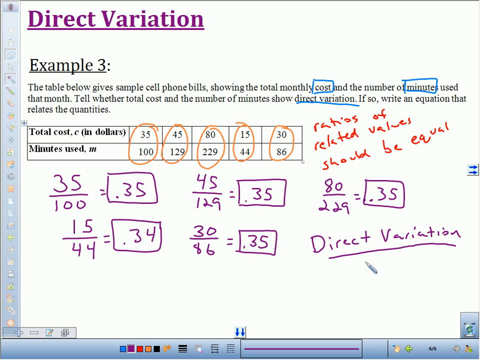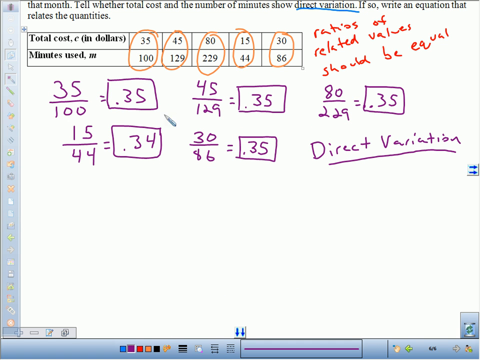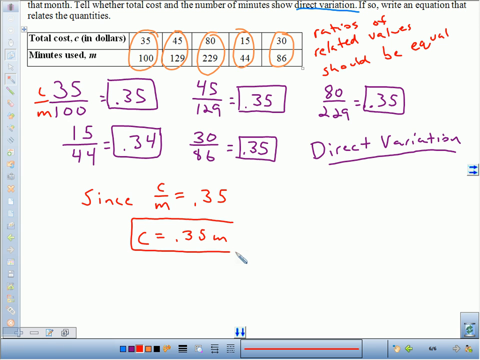Now, since it's direct variation, we want to write an equation that relates the quantities. And this is where all the work that we've done kind of pays off. Since C divided by M, that's our ratio, equals about 0.35, that means that C equals 0.35M. All I have to do is multiply both sides by M and get that over there. So that is our equation of variation.